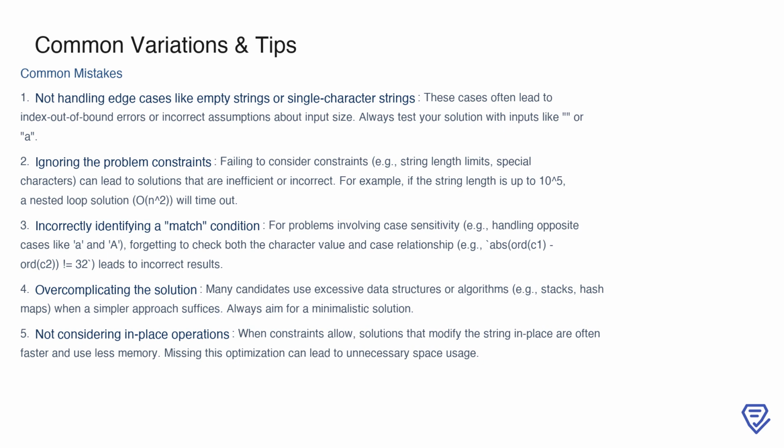Another mistake is ignoring the problem constraints. For example, if the maximum string length is 10 to the power of 5, using a nested loop approach with O(n²) complexity will almost certainly result in a timeout. It's important to design solutions that respect these constraints.